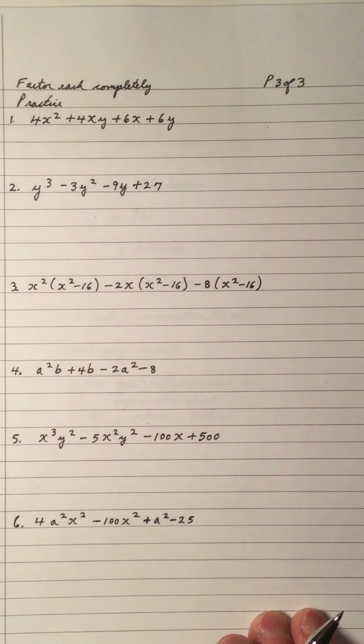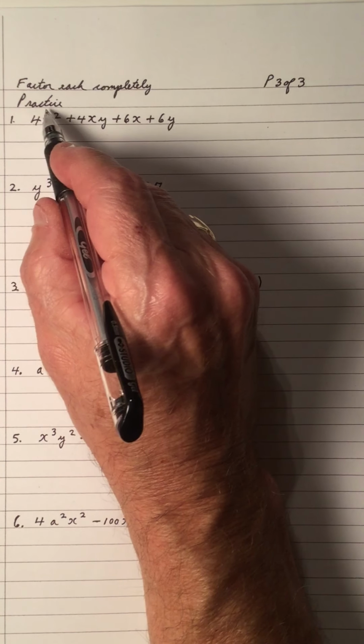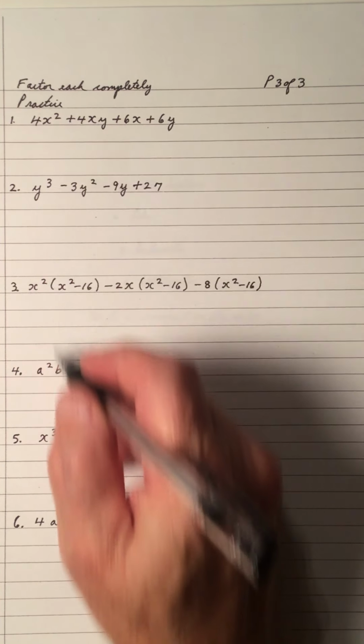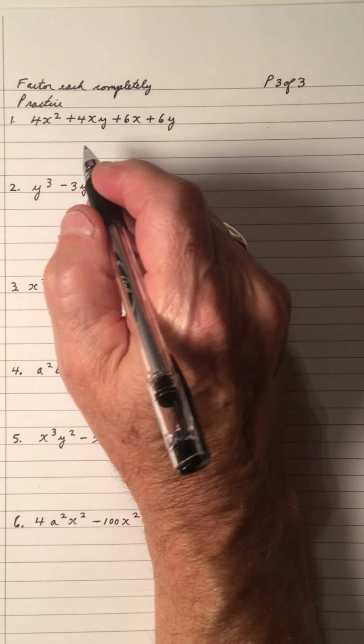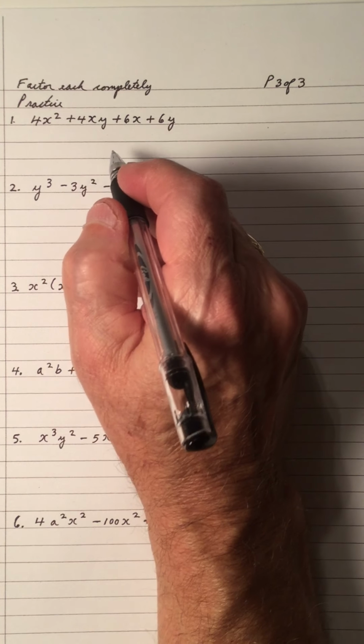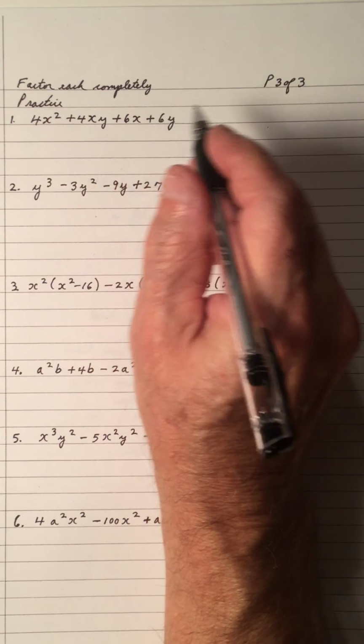Okay. Let's practice on some of them. Now we have factor completely practice. Practice means I provide you with 6 that you can do on your own now. Pause the video, work out, do 1 at a time. When you get the right answer, then keep going. If you don't, go back and check.